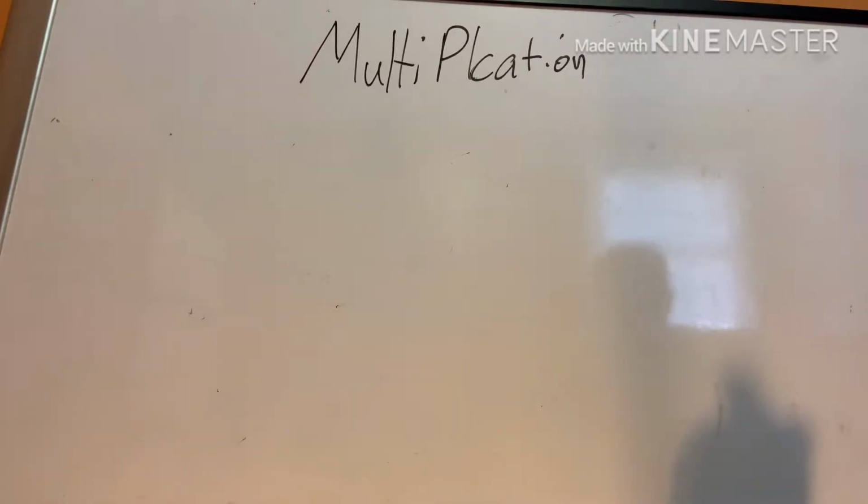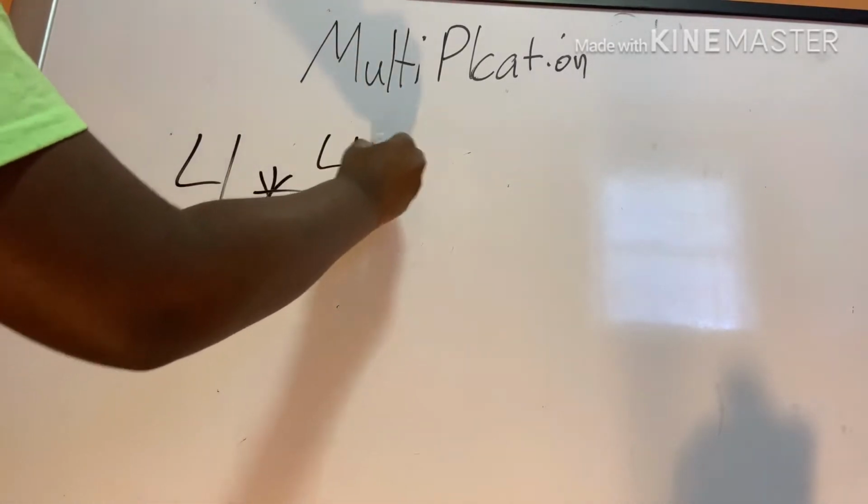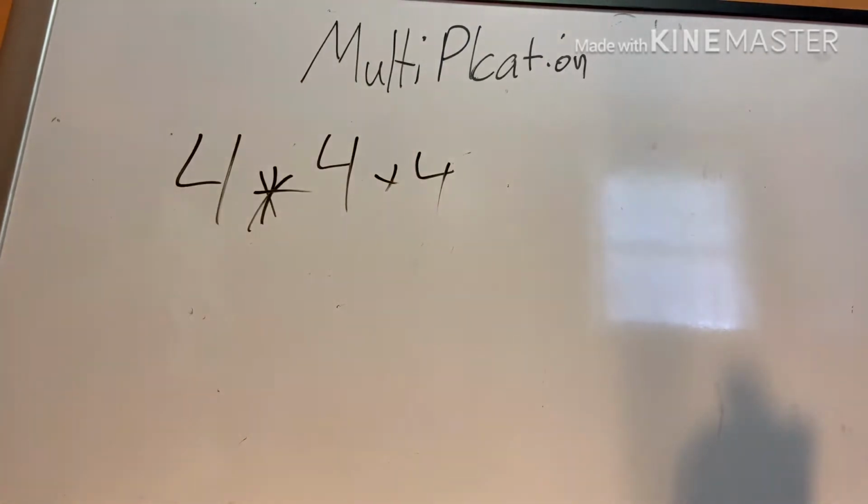Multiplication is similar to addition in many ways because they are both adding in some type of way more numbers. Multiplication is just another way of adding more numbers in a simpler way. So let's say you have to add 4 + 4 + 4. That would equal 12.